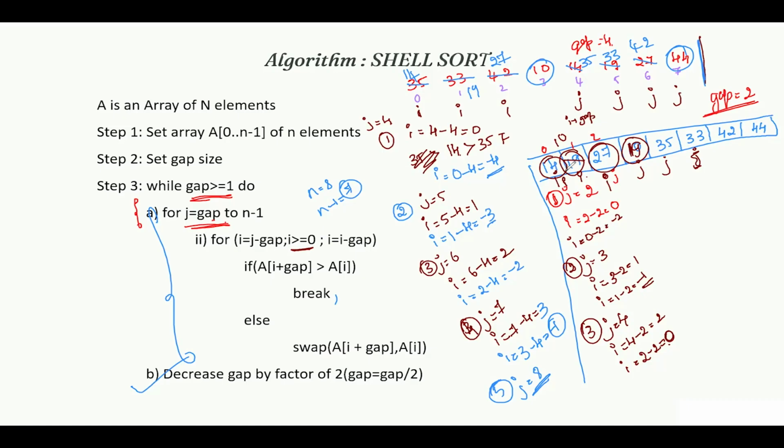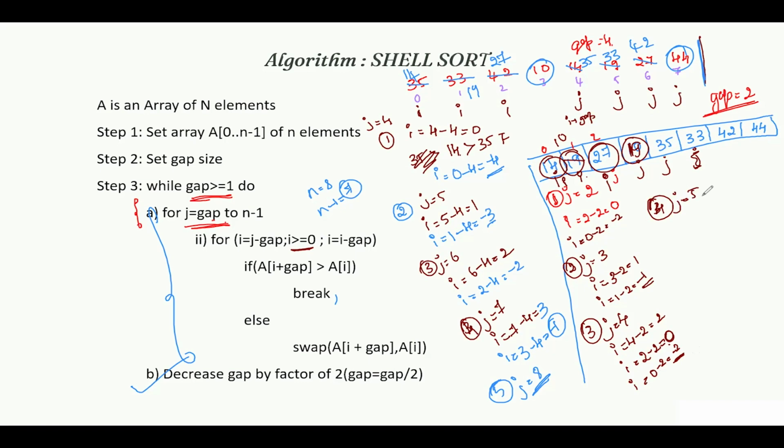So when I'm comparing 14 with A of 0, A of 0 is 14 and A of 0 plus 2 is 27. I'm comparing. They are in the right position. Hence, I'm going to leave it as it is. Once again, increment the value of I, 0 minus 2, and it is coming negative. Hence, I'm going to stop.